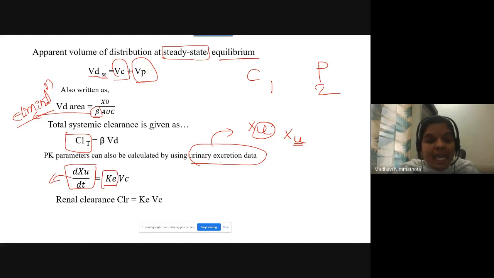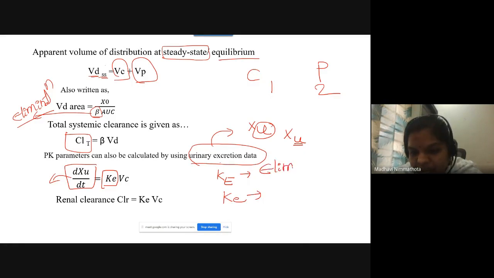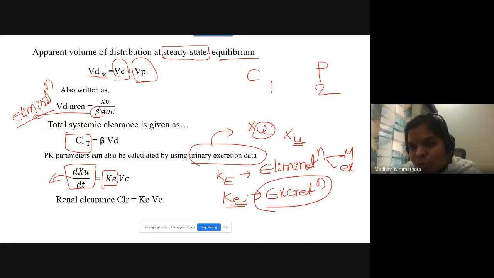Then K small e. See here, till now we have seen only K capital E. I already told you K capital E is there and small e is there, right? K capital E is elimination. So elimination includes metabolism and excretion. But K small e is only for excretion. Here there is no involvement of metabolism. K small e, excretion rate constant. So when you calculate this urinary excretion rate, that is dXu by dt, definitely Ke will come.